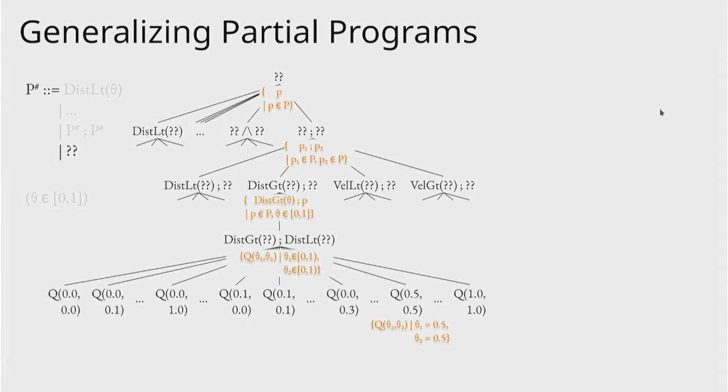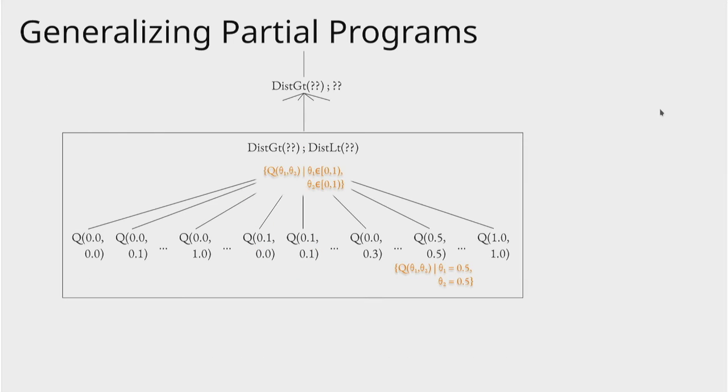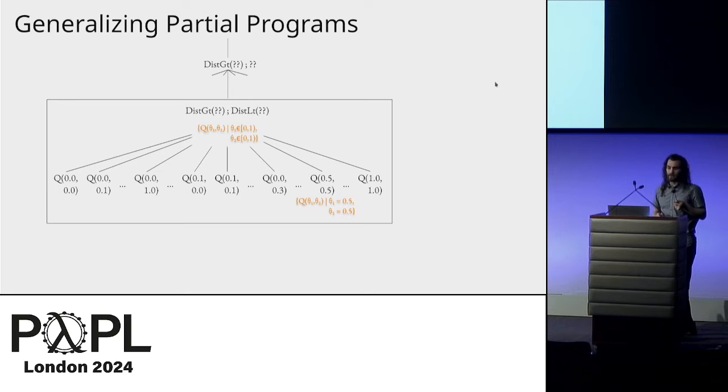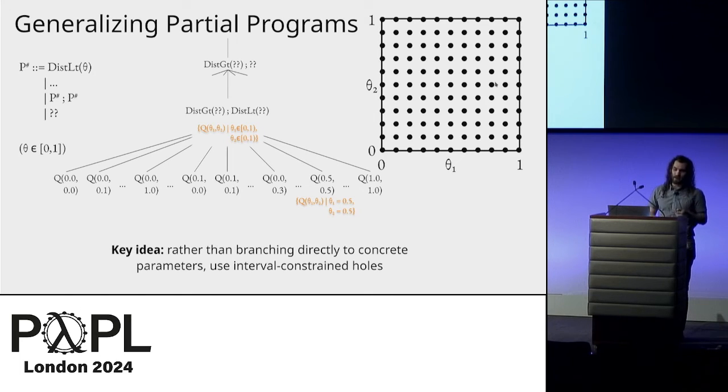You can also drill down all the way to a concrete program, and you find that this path is a decreasing sequence of sets that converges to a concrete program. So if we focus on this area that was causing us trouble with the high branching factor, rather than branching directly to these concrete programs, we're going to use some sort of interval constrained hole, which will give us more structure on our space.